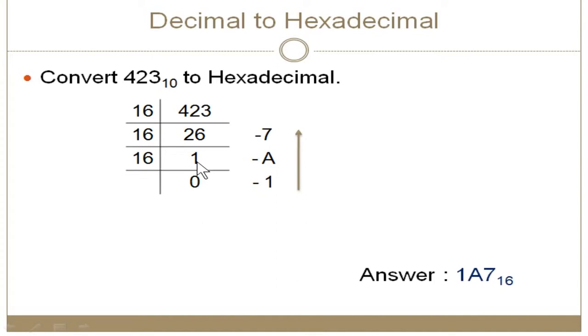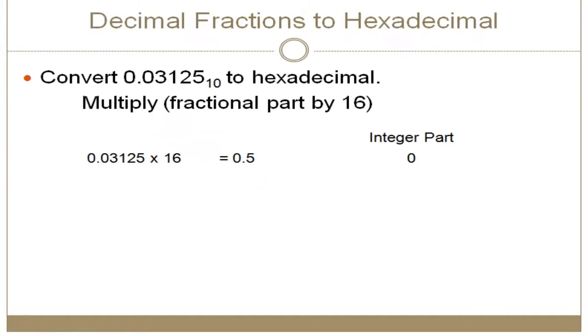Next you divide the number 1 by 16. Since the number is smaller than the divisor, you get the quotient as 0 and the same number as the remainder. So now you write the answer from bottom to top. So it is 1A7 base 16 is the answer for the decimal 423.